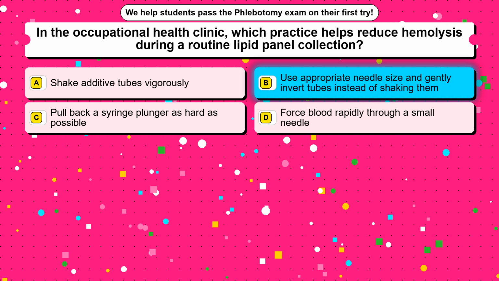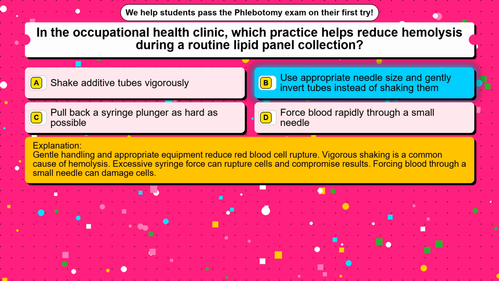The correct answer is option B. Use appropriate needle size and gently invert tubes instead of shaking them. Gentle handling and appropriate equipment reduce red blood cell rupture. Vigorous shaking is a common cause of hemolysis. Excessive syringe force can rupture cells and compromise results. Forcing blood through a small needle can damage cells.